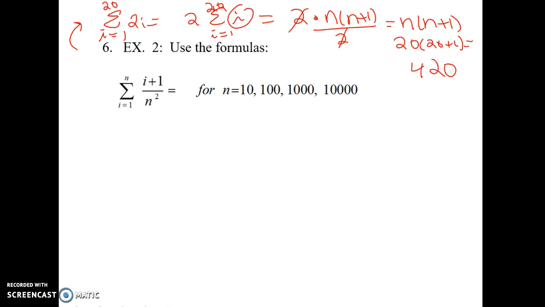You can see this is going to save us a lot of time. Instead of plugging 1 into the formula and then adding it to plugging in 2 and so on all the way up to 20, you're going to use these formulas as a shortcut.